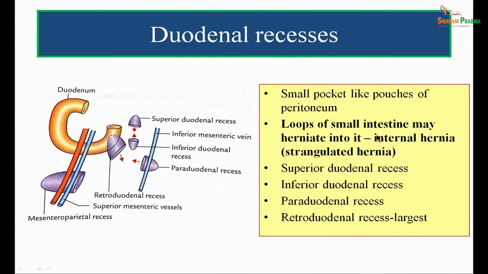So, loops of small intestine may herniate into these recesses, resulting in internal hernia, and if those openings or spaces are very narrow, it can even strangulate the small intestine and result in a strangulated hernia. So, we find some recesses named as superior duodenal recess, inferior duodenal recess, paraduodenal recess and retroduodenal recess. The retroduodenal recess is supposed to be the largest one. The important clinical significance of knowing these recesses is that they favor the formation of internal hernia, wherein a small part of the small intestine can enter into these small recesses or peritoneal pouches and get locked there and can form internal hernia and get strangulated as well.